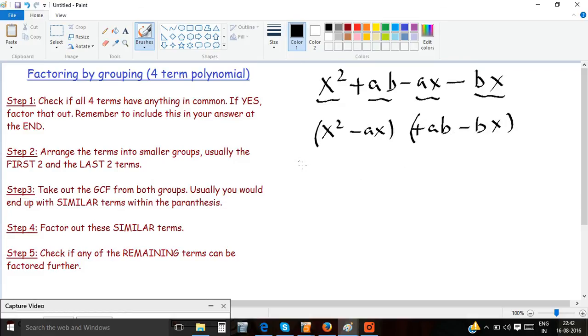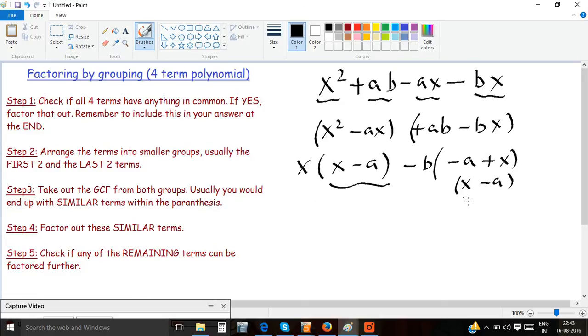I take out x from the first group, leaving me with x minus a. And I take out a minus b here, leaving me with minus a plus x, which is also x minus a, just rearranging the terms. So x minus a is common to both. You take x minus a outside the parentheses, and all you're left with is x here and your minus b here.